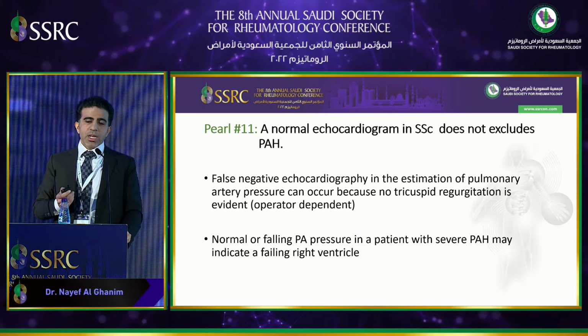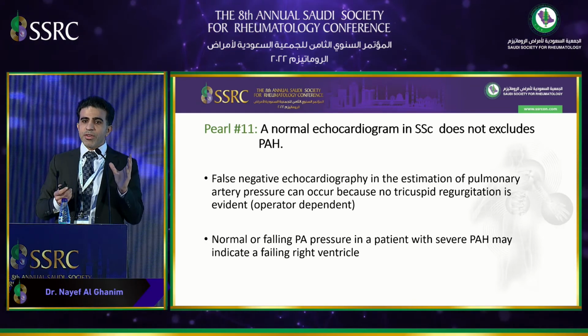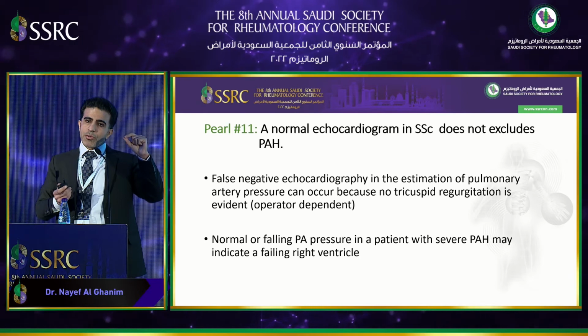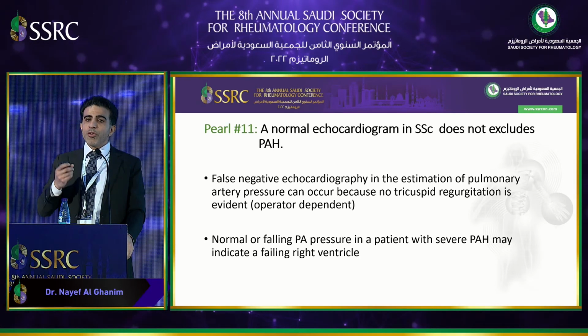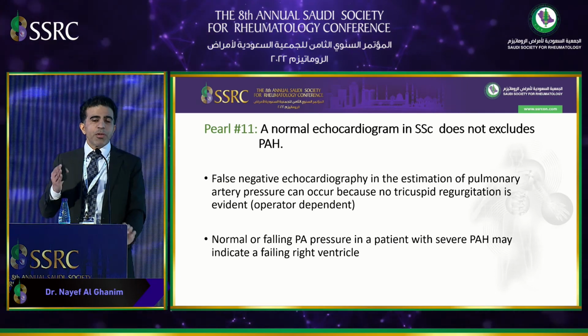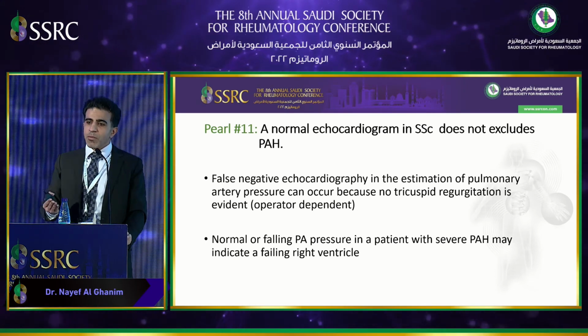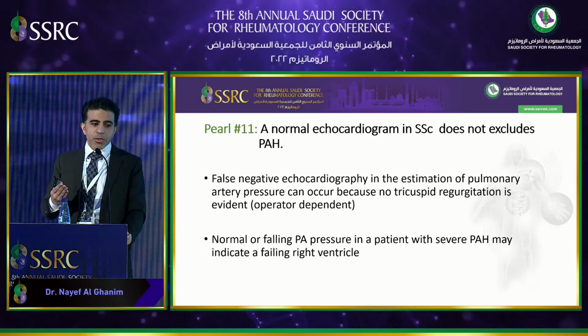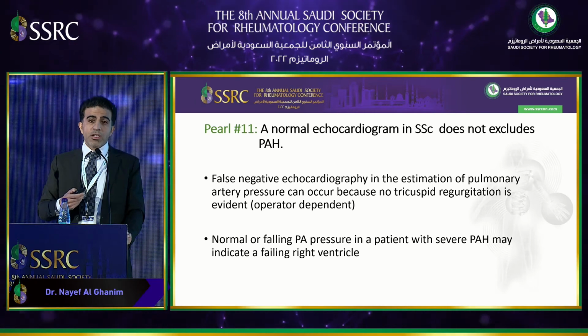And you can understand that if patients have right-sided heart failure, the tricuspid regurgitation decreases and they can have normal pulmonary arterial pressure. So if you have a patient with severe pulmonary arterial hypertension and the repeated echo shows a decrease or normalizing of pulmonary arterial pressure, you have to think of right-sided heart failure.